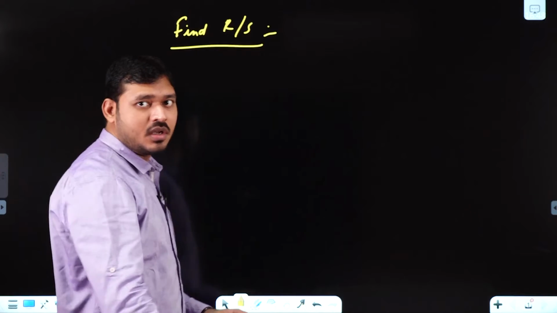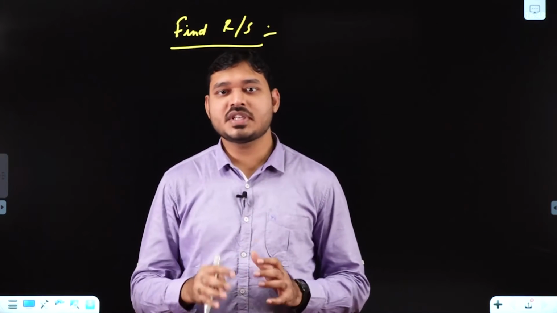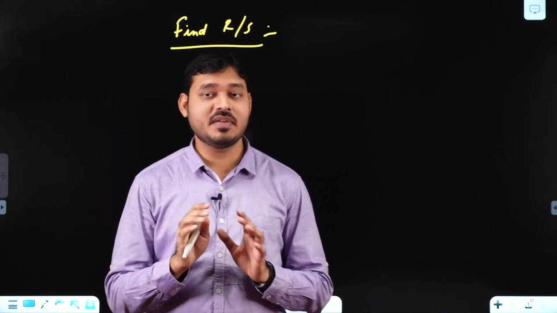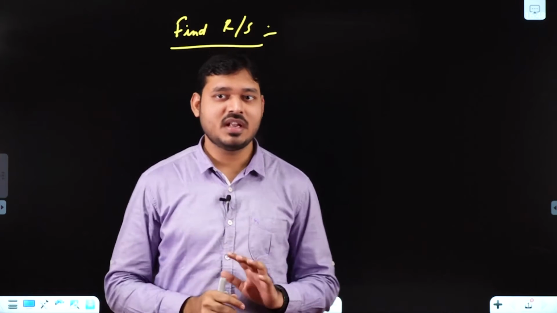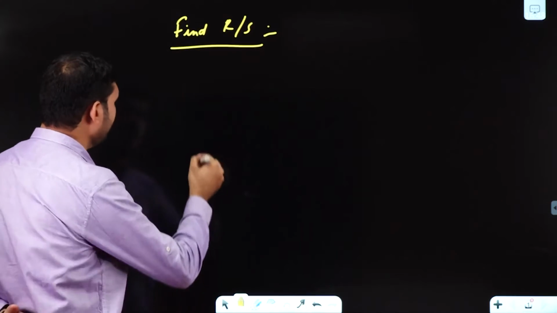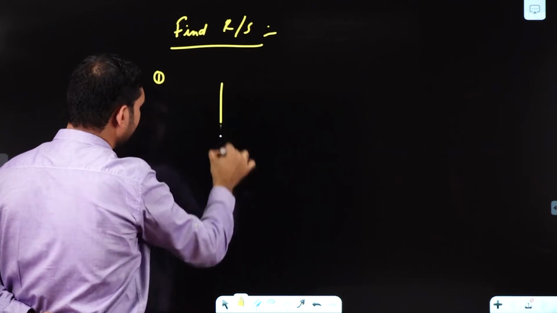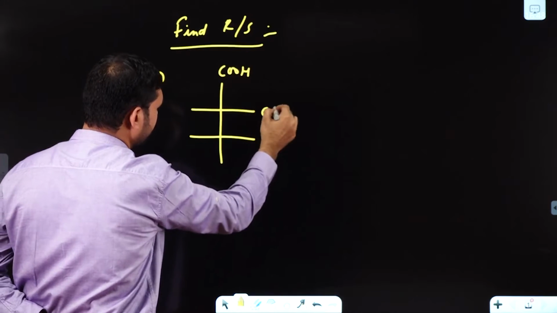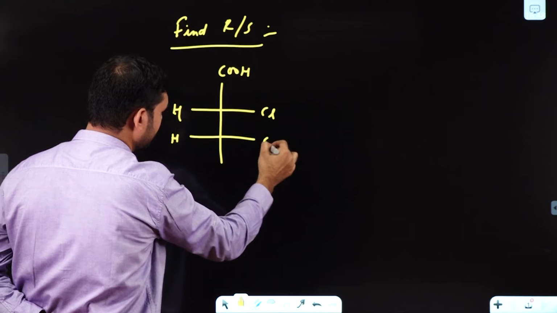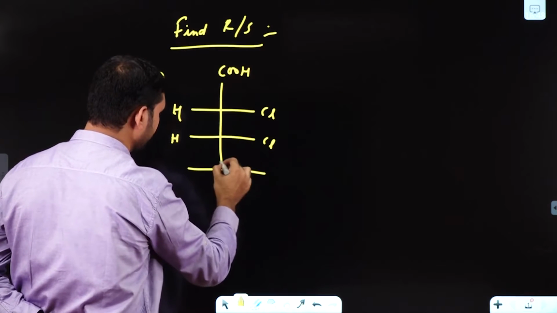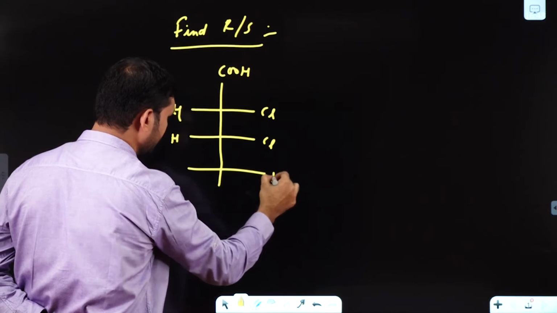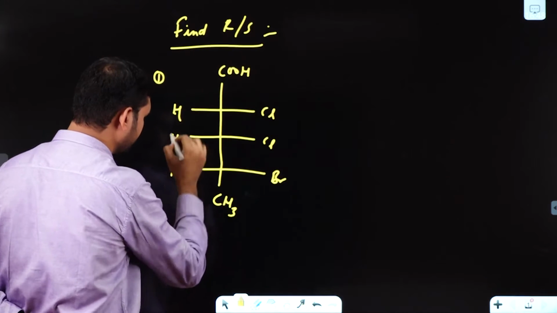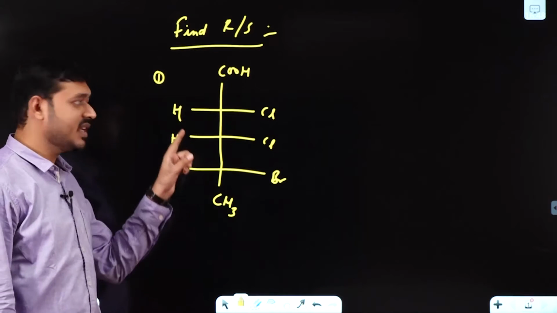Find RS. Now we have understood how to check RS configuration in all the cases. Clear? Now let's see a few different things about RS configuration. Okay, let's learn one by one. First of all, now find RS configuration in this molecule.